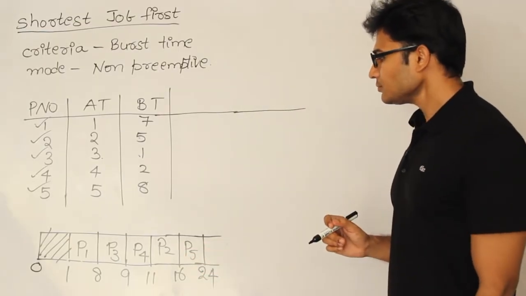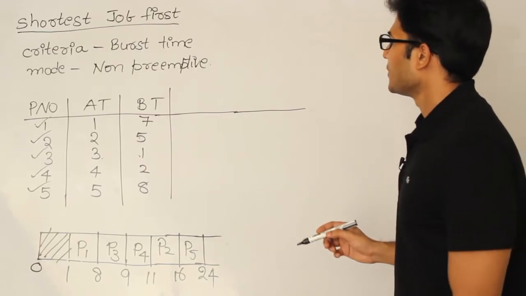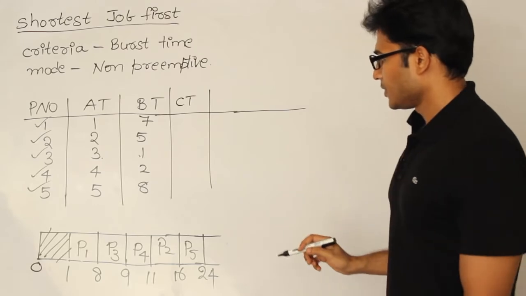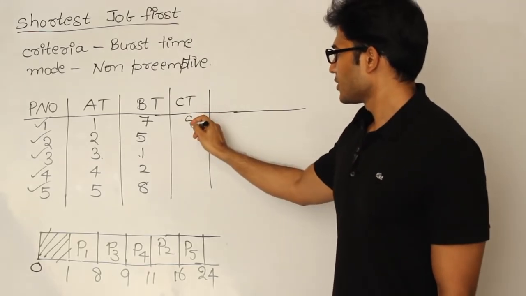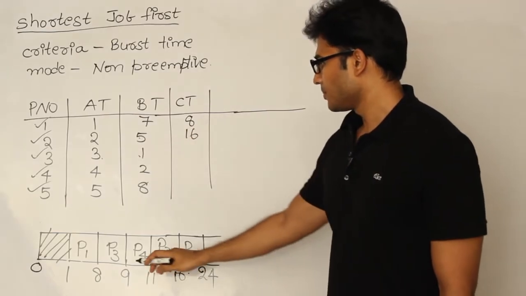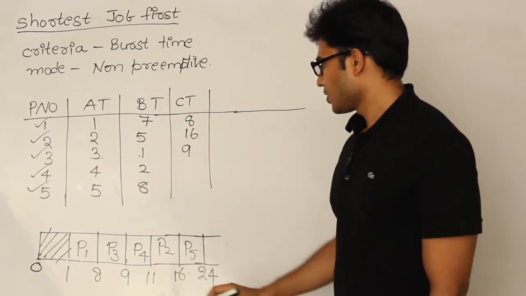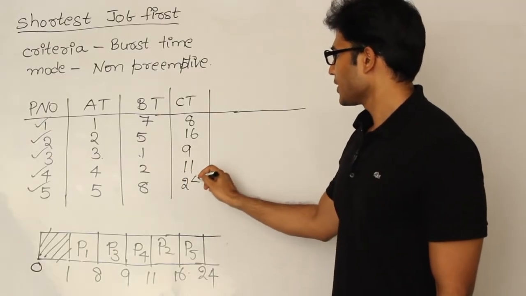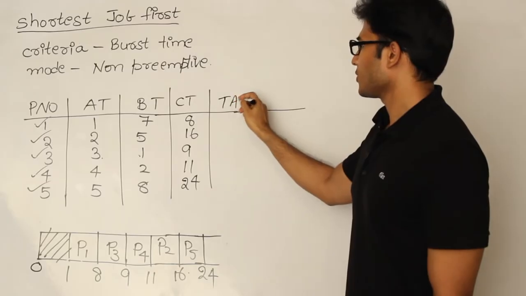Now let's see about the completion time. When did each one complete? P1 completed at 8 and P2 completed at 16, P3 completed at 9, P4 completed at 11, P5 completed at 24, right? So after that you can find out the turnaround time.